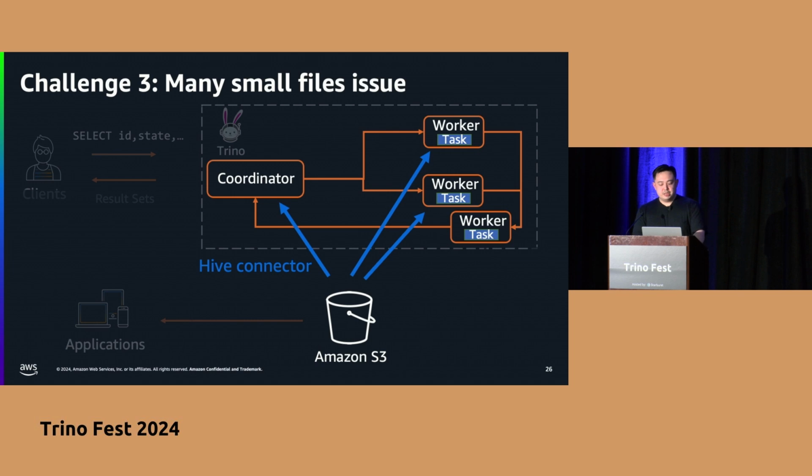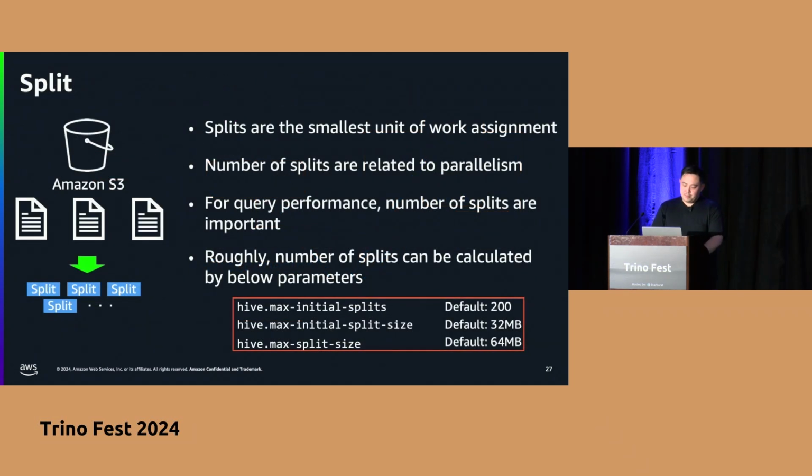The third challenge is that there are many small file issues. Before I explain the small file issue, let me talk about the splits and how to calculate the number of splits, because splits are a key factor in understanding the small file issue. Splits are processed by tasks assigned to workers, and splits are the smallest unit of work assignment. So the number of splits is related to the parallelism of a query.